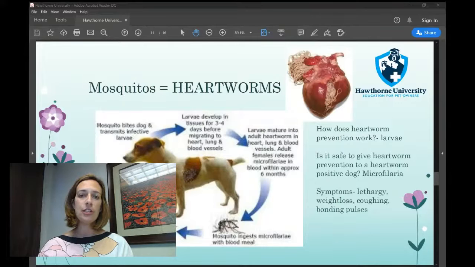Dogs are going to be lethargic. They're going to have weight loss. They're going to be coughing. Their pulses are going to be bounding on their neck sometimes. Cats are going to look more like a respiratory case. They're going to cough. They're going to have a wheeze, and they're going to have trouble moving air. So a little bit different thing. Cats do not have a test that's as readily and as cheaply available as dogs. So we have a little bit more work that we have to do when we're looking at cats.